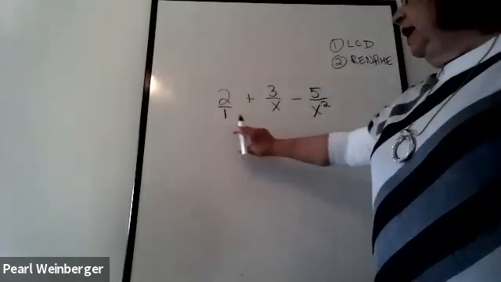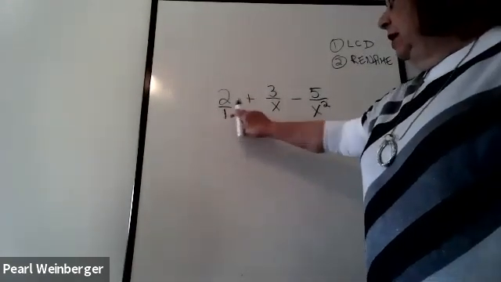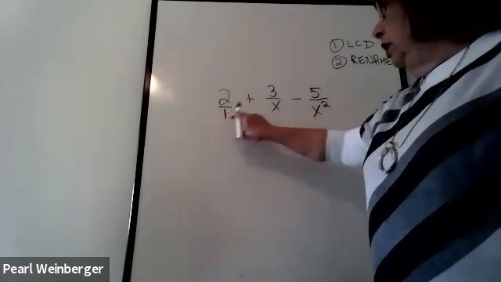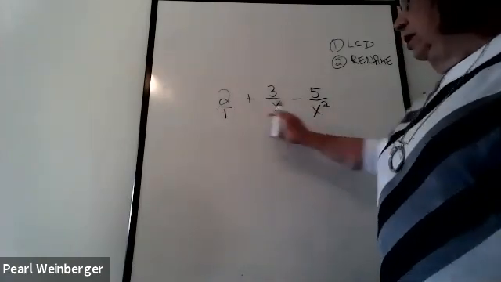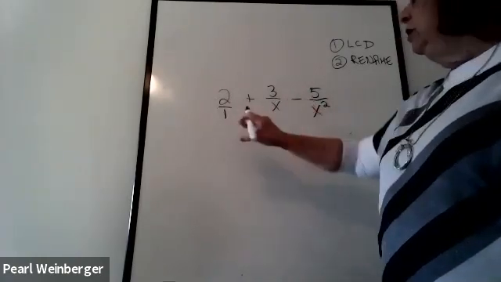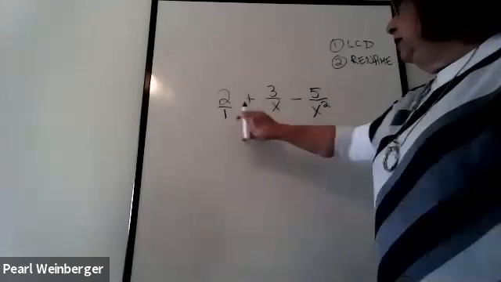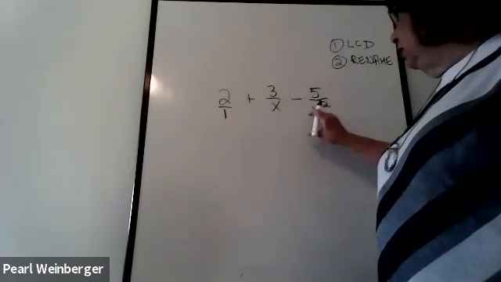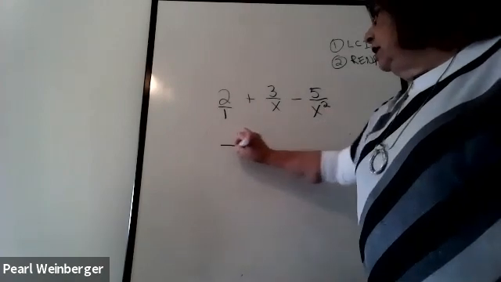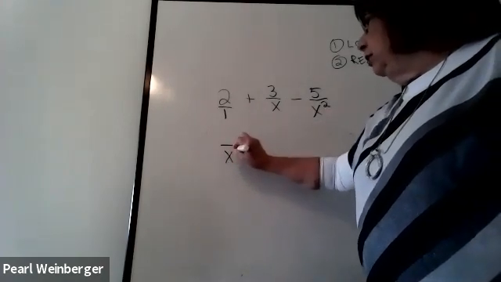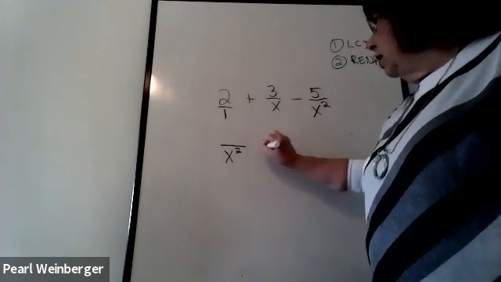The first step is to find the common denominator. The numbers I see are just 1, and these are also 1, so 1 is the common denominator of the numbers. In terms of the letters, I have an x and an x squared. Since the larger exponent is the 2, my common denominator is going to be 1x squared, or just plain x squared.